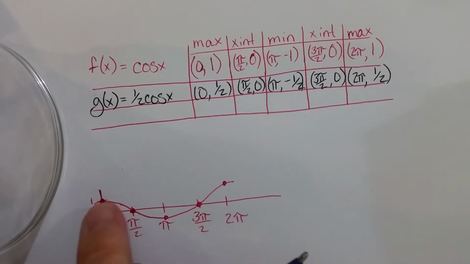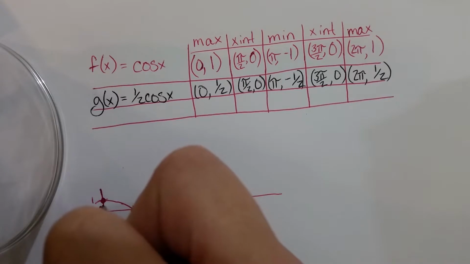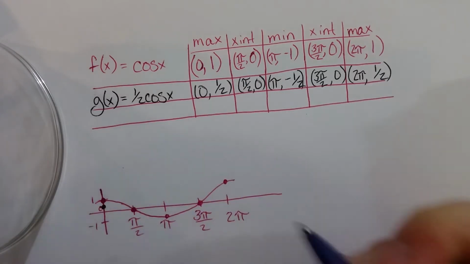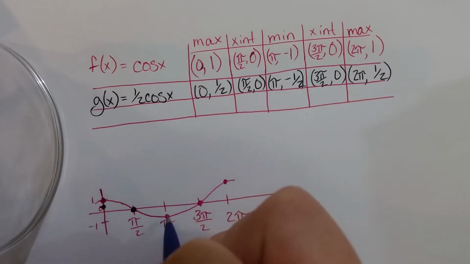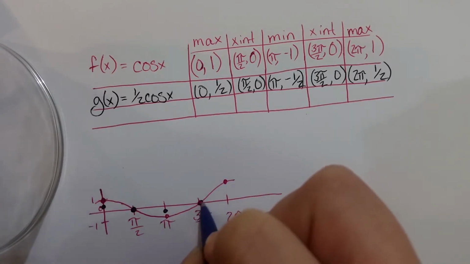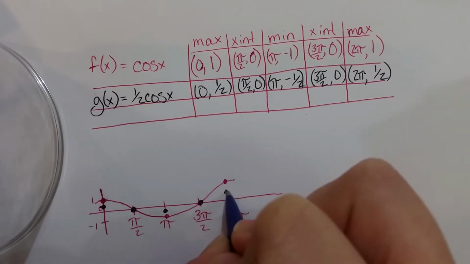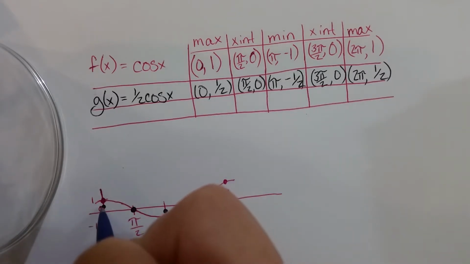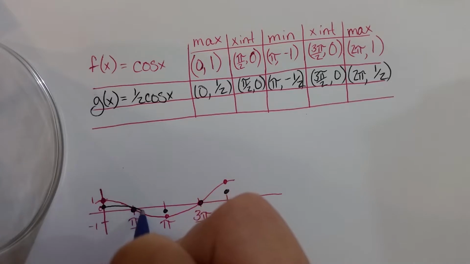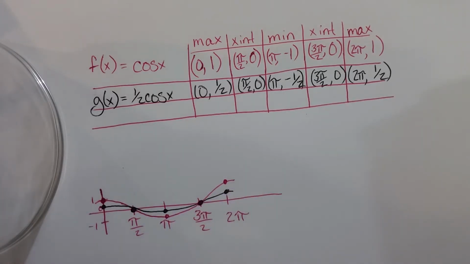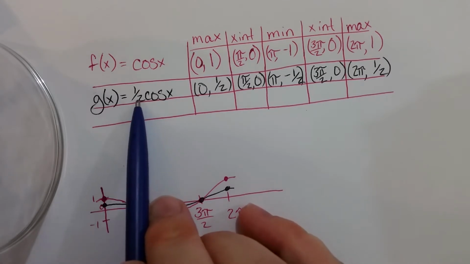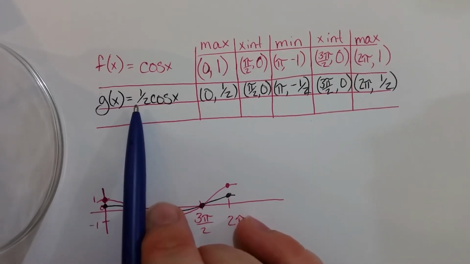Okay, so when I go to draw this, anything that used to be at 1 will now be at 1/2. The x-intercepts are still the same. This was at -1, so it'll now be at -1/2. X-intercepts are still the same, and this will be at 1/2. So basically like this. And this is a compression because the a value is between 0 and 1.